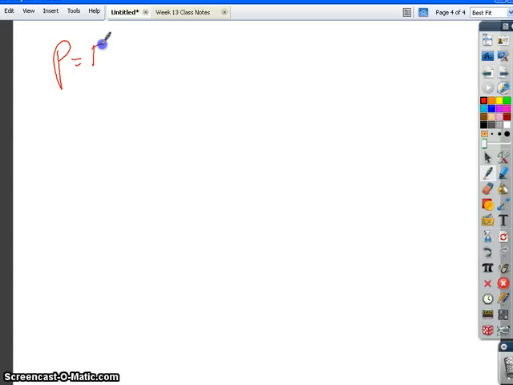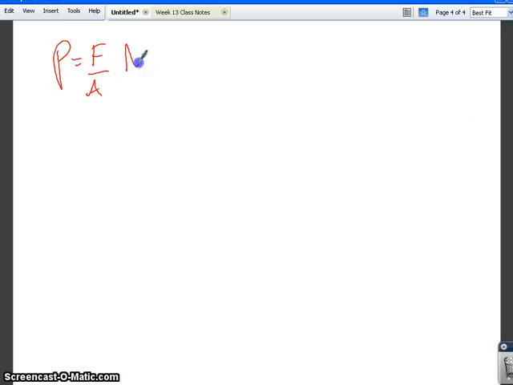Pressure is known as force over area, so newtons over meters squared. Force is in newtons. These are the units. And this newton per meter squared is known as the pascal. This is known as pascals, newtons over meters squared. And this is going to be our most common unit in physics.